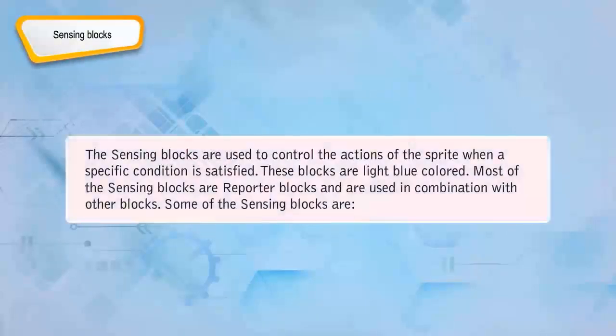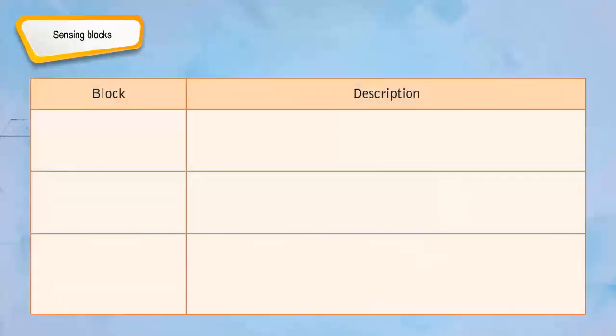Sensing blocks. The sensing blocks are used to control the actions of the sprite when a specific condition is satisfied. These blocks are light blue colored. Most of the sensing blocks are reporter blocks and are used in combination with other blocks. Some of the sensing blocks are described below.